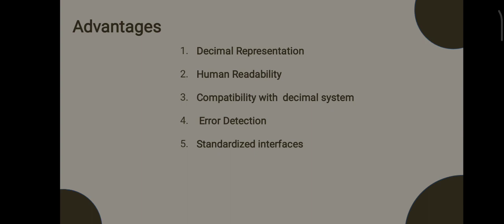Next one is compatibility with the decimal system. In BCD, compatibility with the decimal system means representing the decimal digit by its binary equivalent. Error detection can be done in the BCD system, and when error detection is critical, an additional error detection method is applied. Now, standardized interface means standardizing the representation and the exchange of BCD data in different types of systems and components.